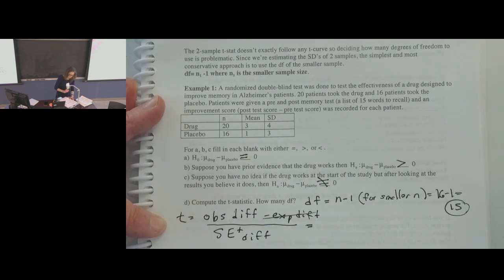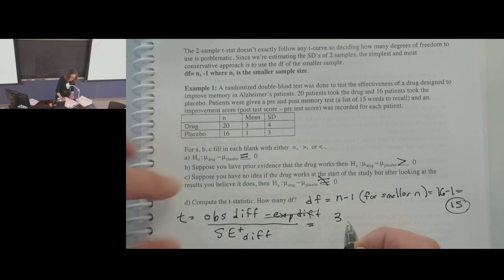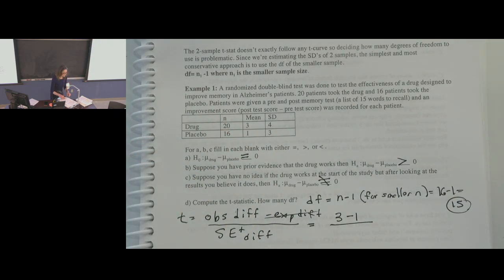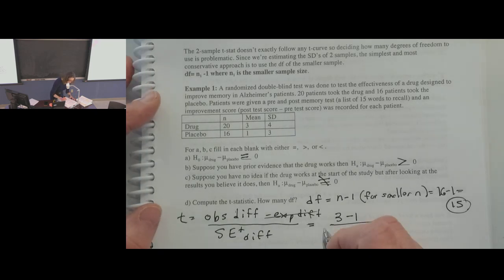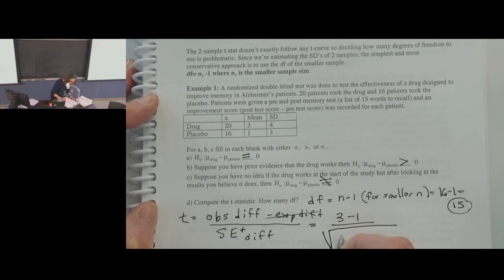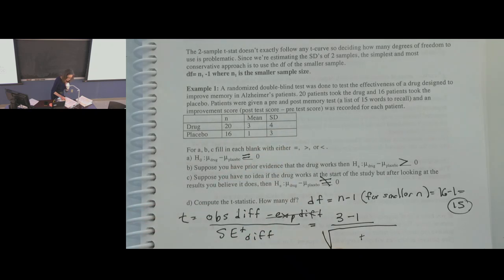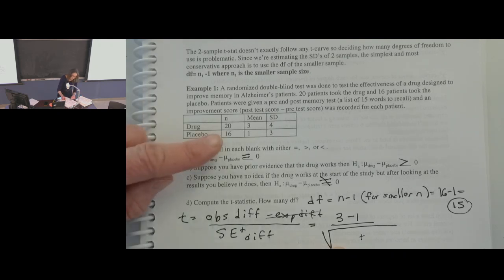All right. So our numerator is 3 minus 1. That's easy. But now how are we going to do this one? Well, it's going to be the square root of something squared plus something squared. So what can I do? Now, I could do SD plus over n, or I could just do what? Do you see what I could do here?